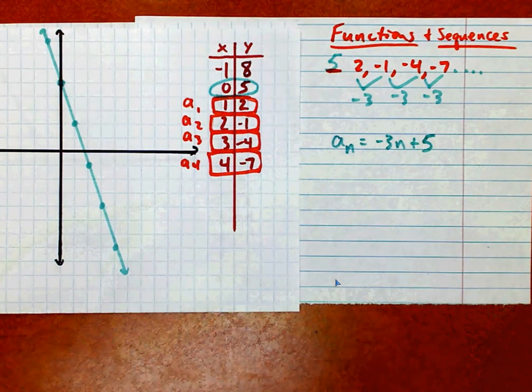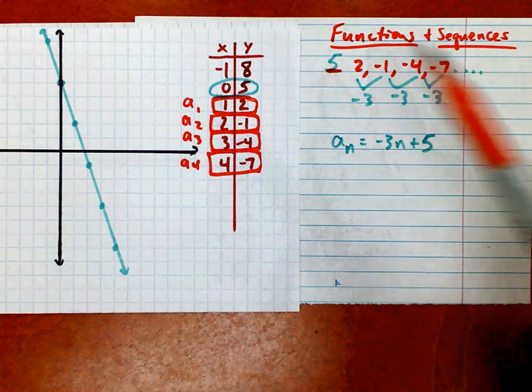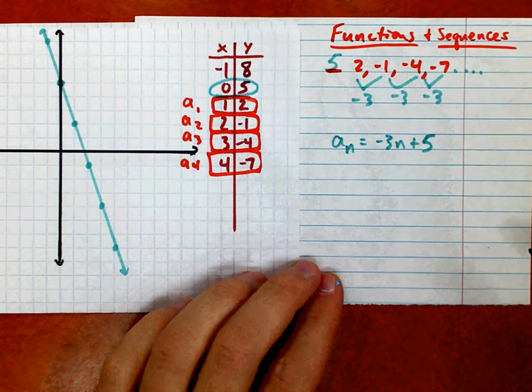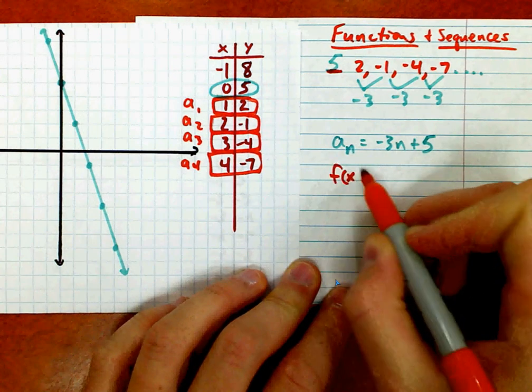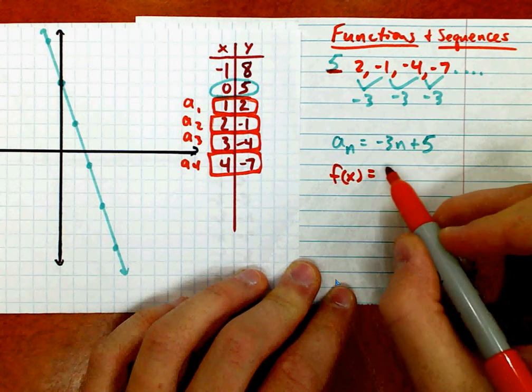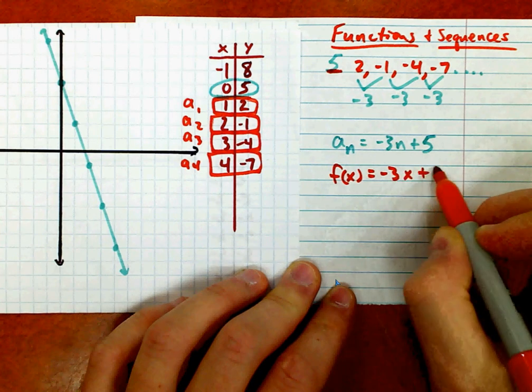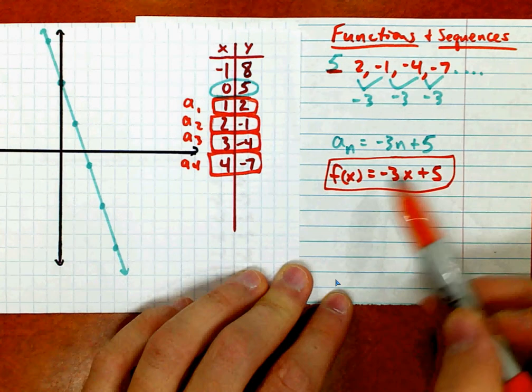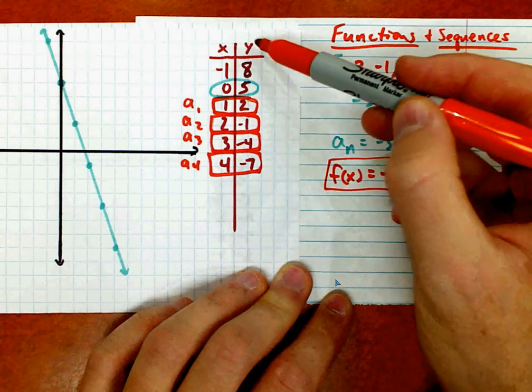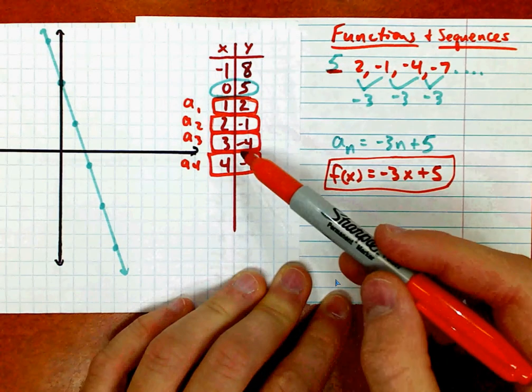But now let's jump back into this function world and say, I want to write this as a function. Just simply use function notation. F of x is equal to -3x plus 5. And here you have written a function to match this relation.